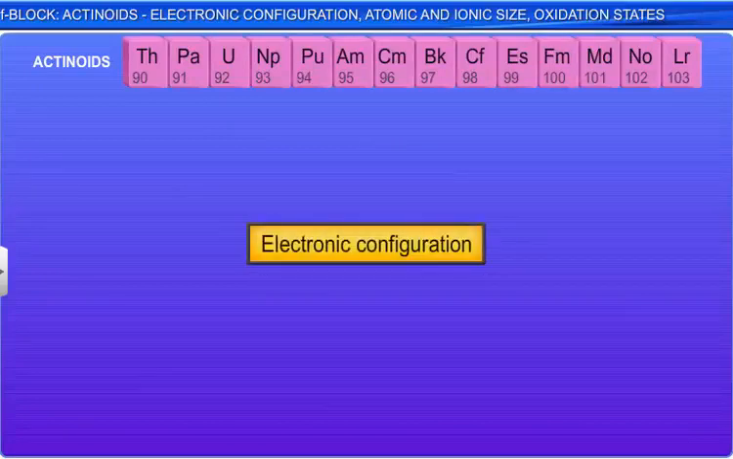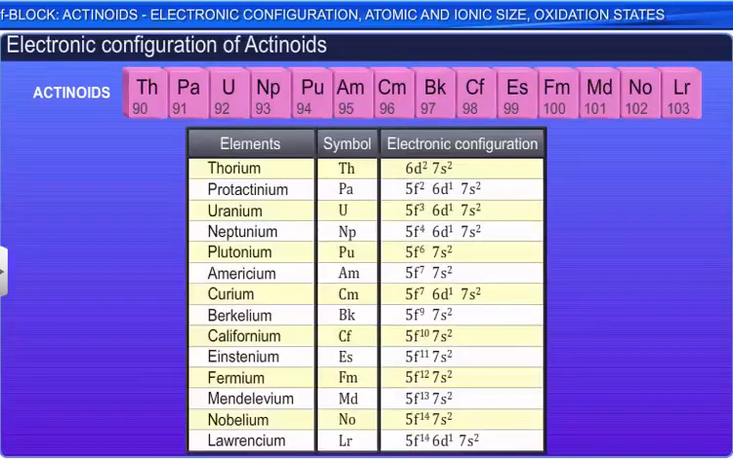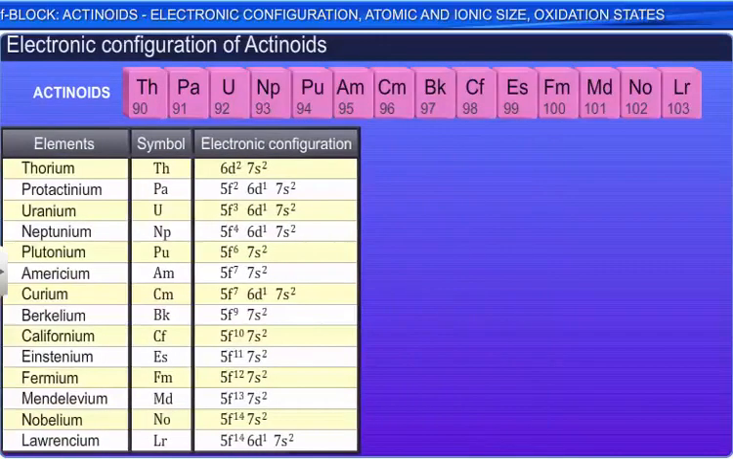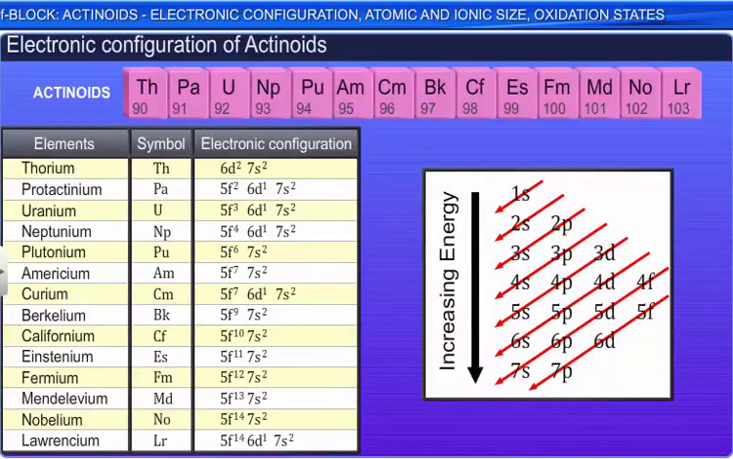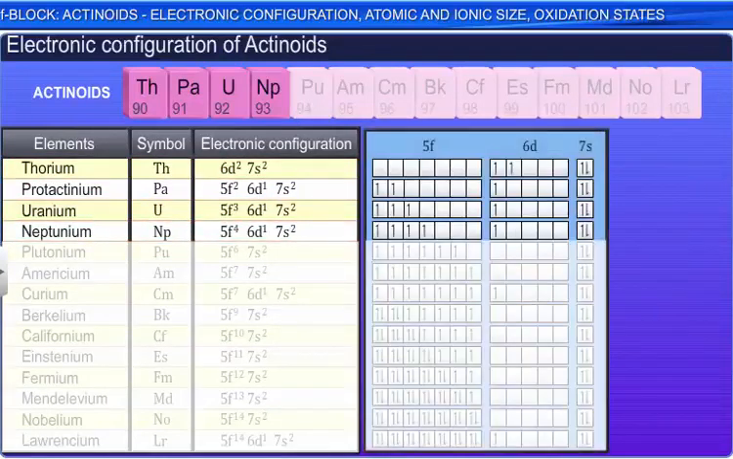The electronic configuration of actinoids is given in the table here. Since the difference in energy between the 5f and 6d orbitals is small for the first 4 elements, thorium, protactinium, uranium, and neptunium, the electrons in these elements and their ions may occupy the 5f or the 6d levels, or sometimes both. However, note that the filling of the f orbital starts only at protactinium and not at thorium.